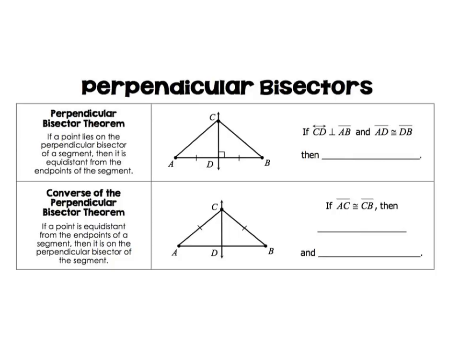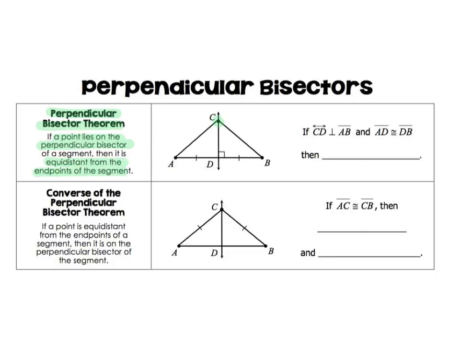Alright, so let's first talk about perpendicular bisectors. The perpendicular bisector theorem tells us a couple things. So first of all, if a point lies on the perpendicular bisector, so perpendicular means forms a 90-degree angle and bisector means cuts it in half. So if a point, let's say point C, lies on the perpendicular bisector of a segment, then it is equidistant from the endpoints of the segment.